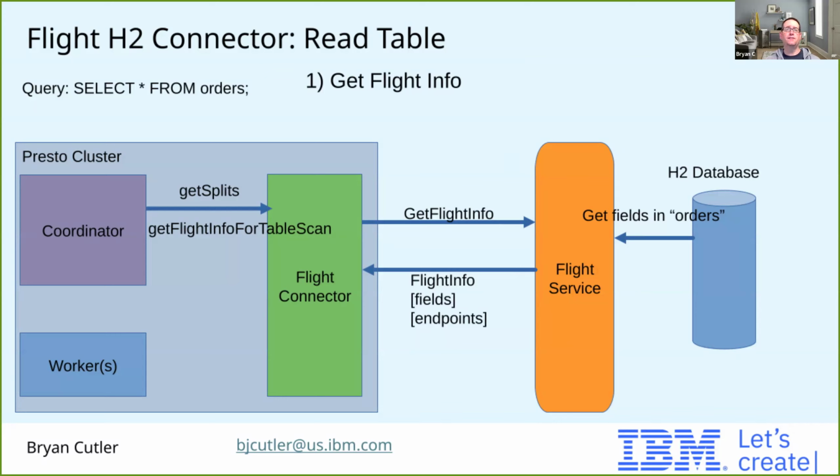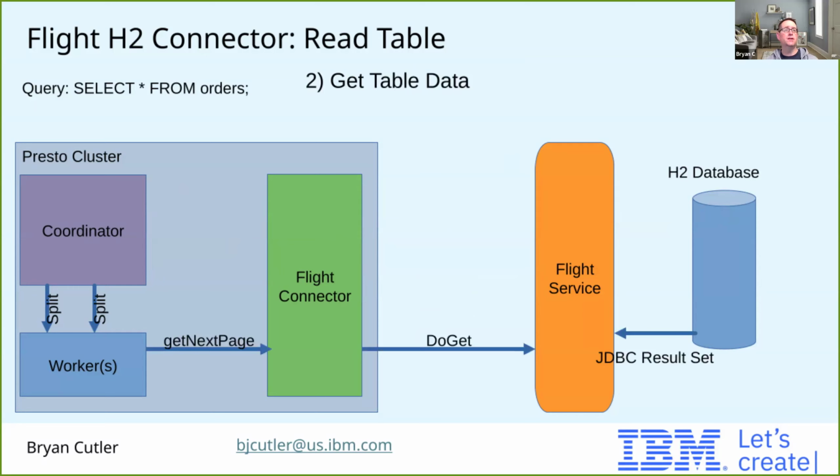So that flight info gets back into the flight connector, and that translates it to a list of arrow splits, which it sends to the coordinator. And the coordinator takes those splits and then can distribute those to available workers to begin reading data.